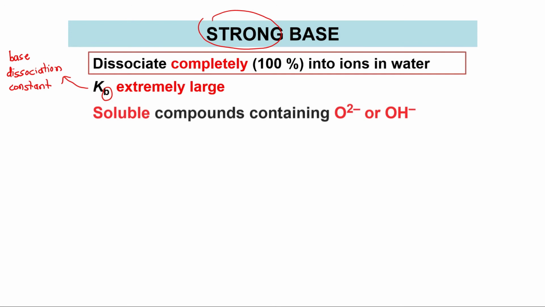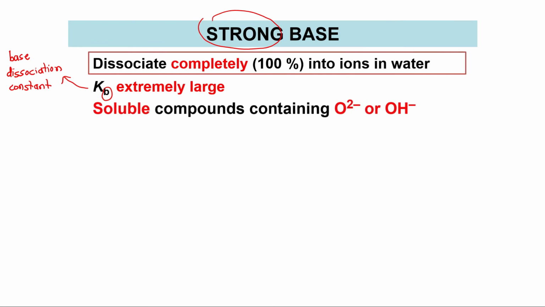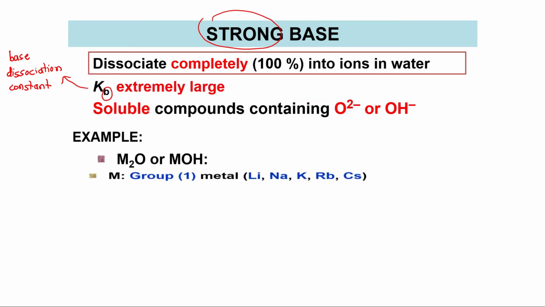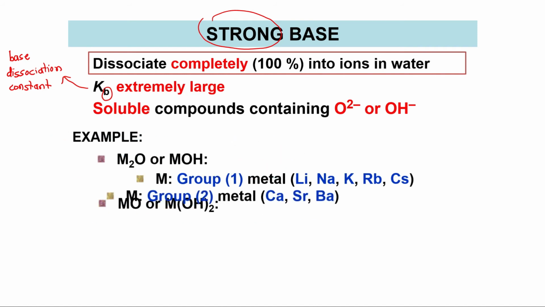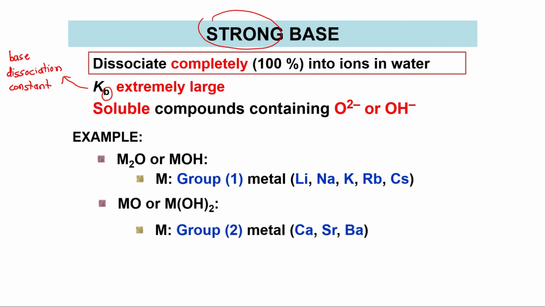Usually strong bases are made up of soluble compounds containing O2 minus or OH minus ions. For example, we have M2O or MOH, where M is a group 1 metal, such as lithium, sodium, potassium, rubidium, and cesium. Or we also have the formula MO or M(OH)2, where M stands for a group 2 metal, such as calcium, strontium, and barium.